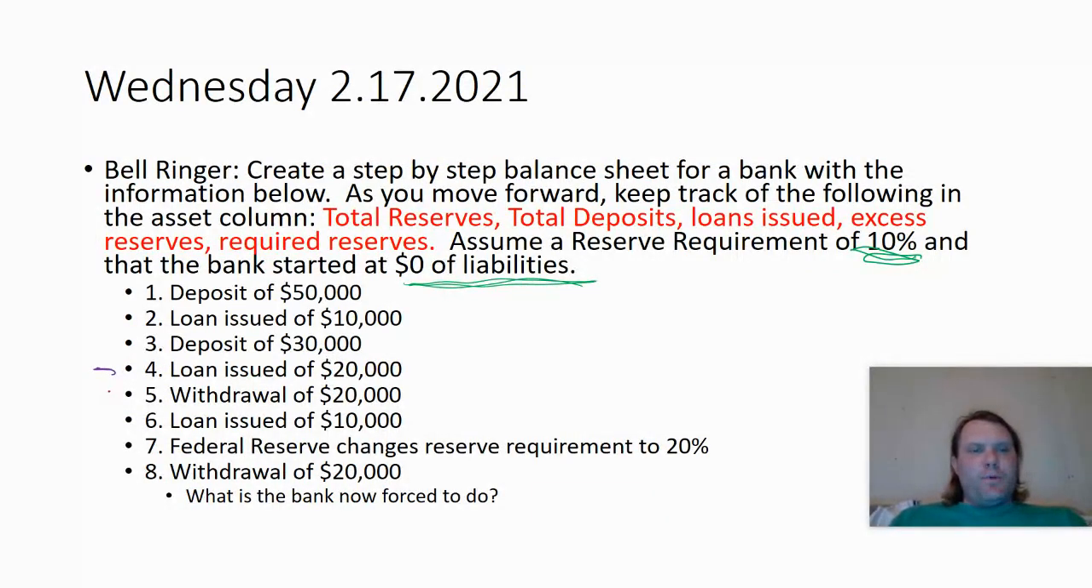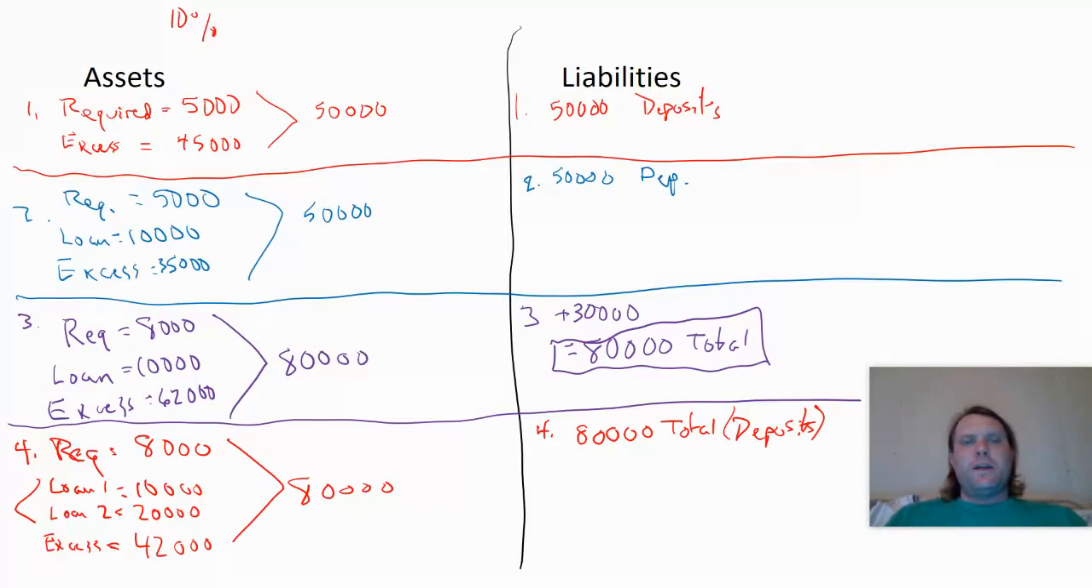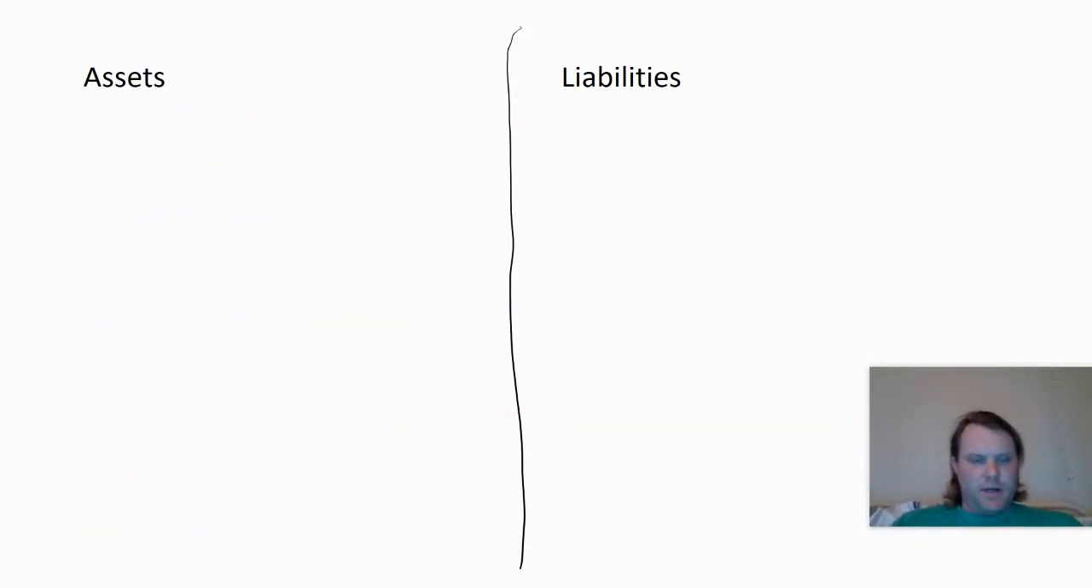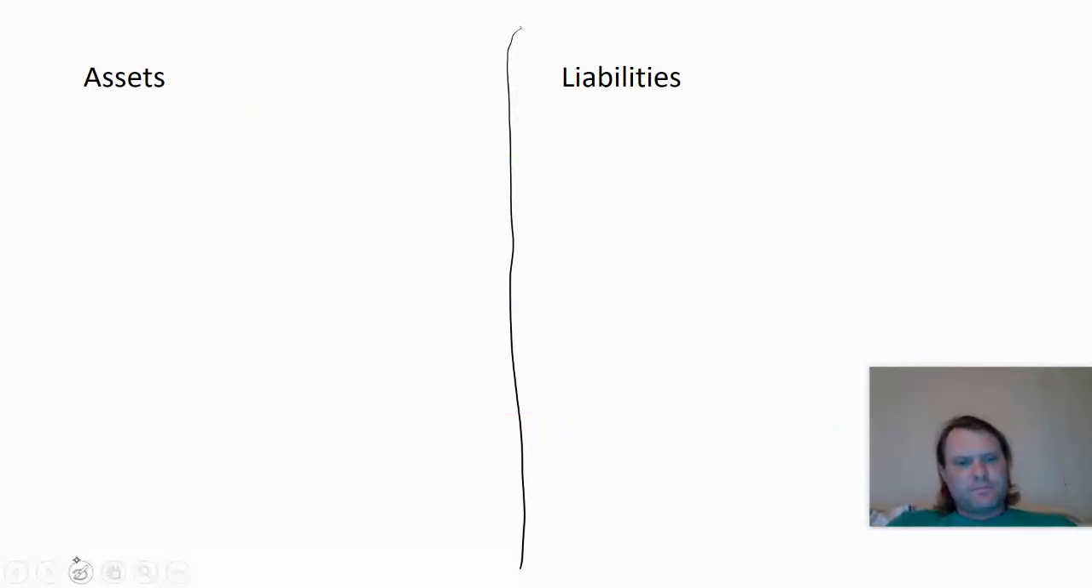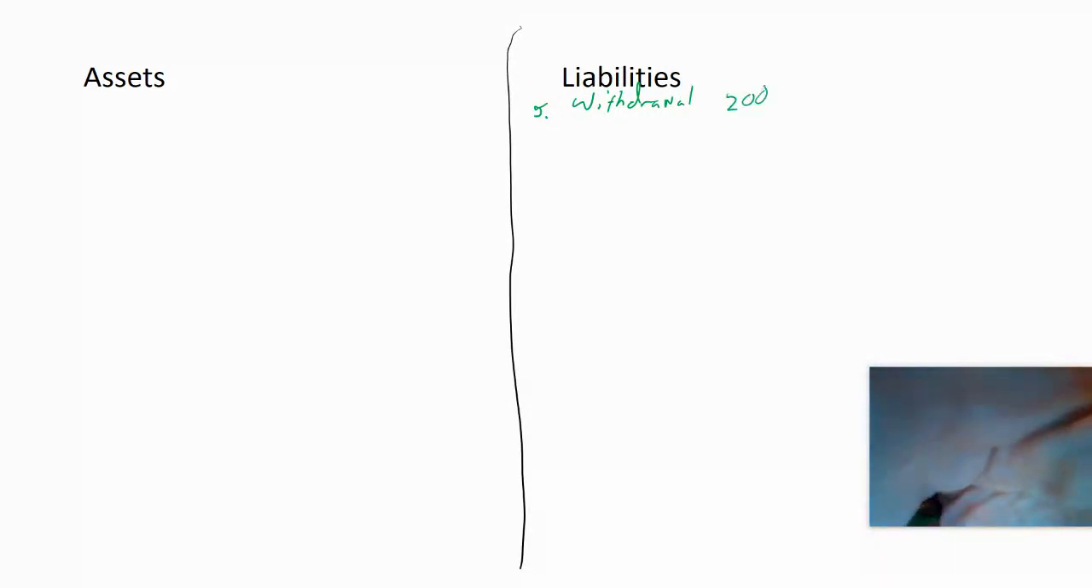Our next step, we've got a withdrawal of $20,000. Now, this kind of changes things a little bit here, obviously, because we've got to figure out a new reserve requirement. So we've got a withdrawal here of 20,000. Number 5.